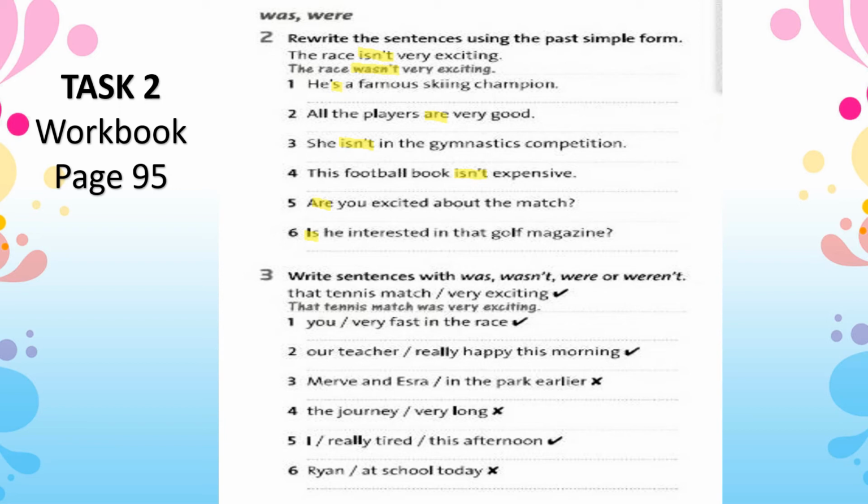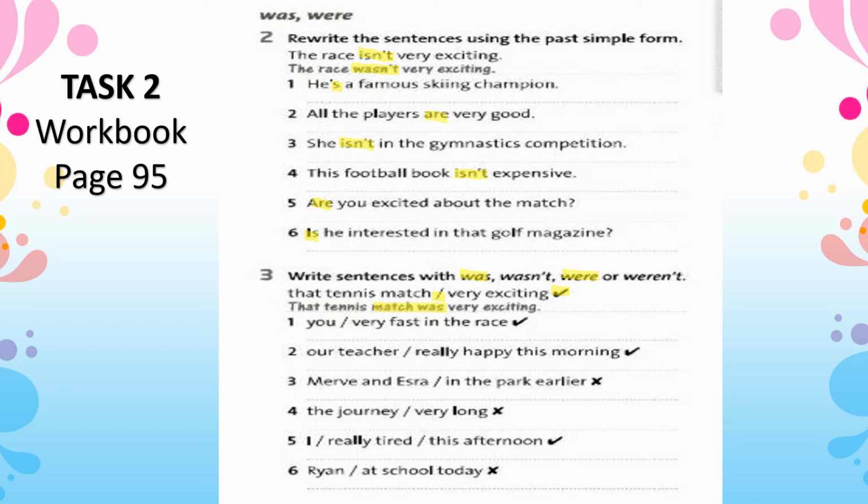Exercise 3. Write sentences with was, wasn't, were or weren't. Example, that tennis match. You have the slash, very exciting. The tick means you use was or were. If it is a cross, you use wasn't or weren't. Look, was or were if a tick. So you look at the match. Match is singular, so we have to use was.